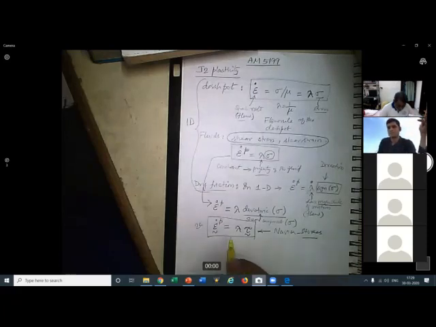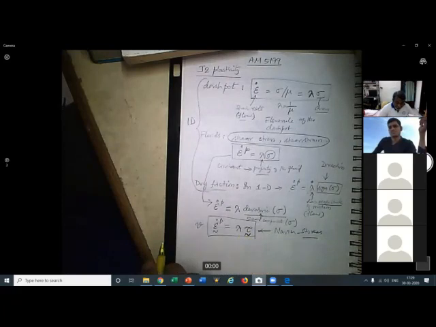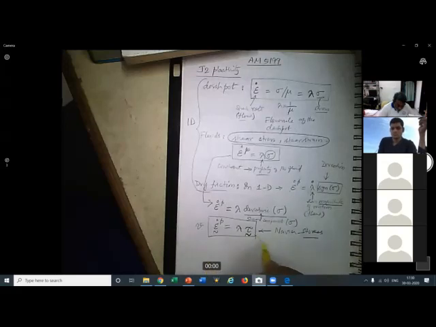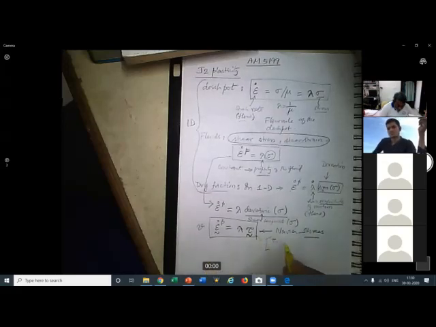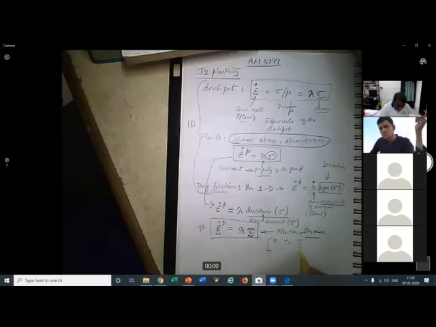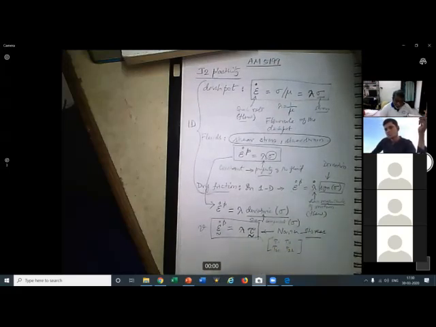Supposing I change this to tau, and I also change this to a matrix. This wiggle means a matrix. That is, this will have tau 11, tau 12, and so on, if it is 2 dimensions like this.